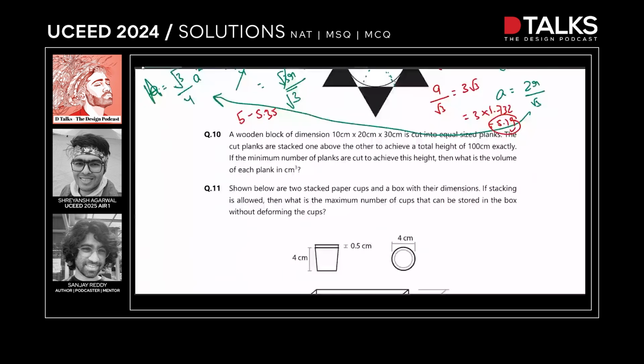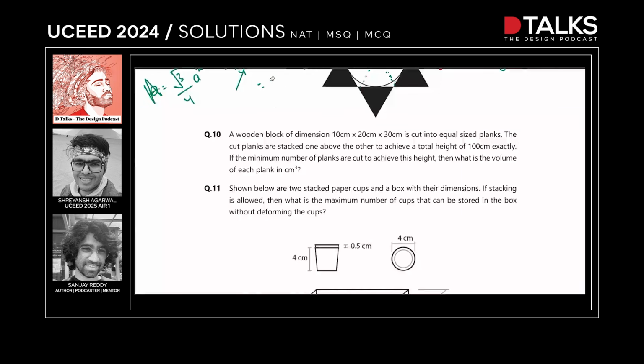Question number 10. A wooden block of dimensions 10 by 20 by 30 centimeter is cut into equal size planks. The cut planks are stacked one above the other to achieve a total height of 100 centimeters exactly. If the minimum number of planks are cut to achieve this height, then what is the volume of each plank in centimeter cube? So you know that every single plank is of the same volume, because it's equal size plank. That means that every dimension also has to be the same.